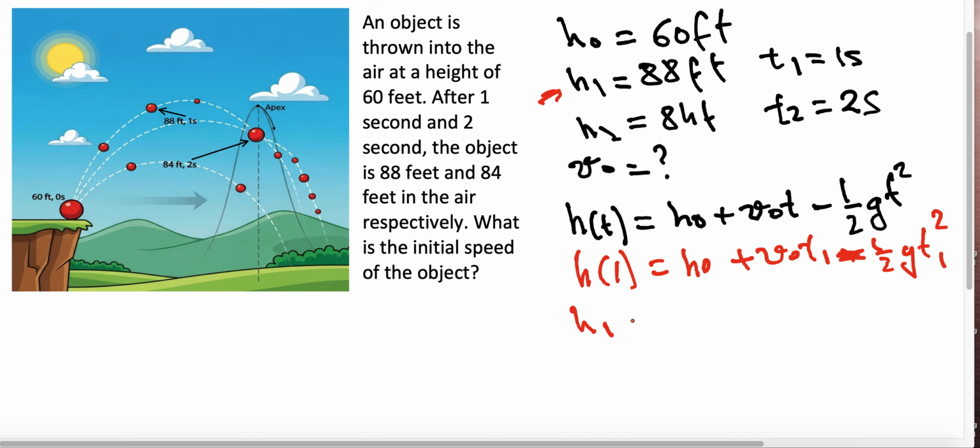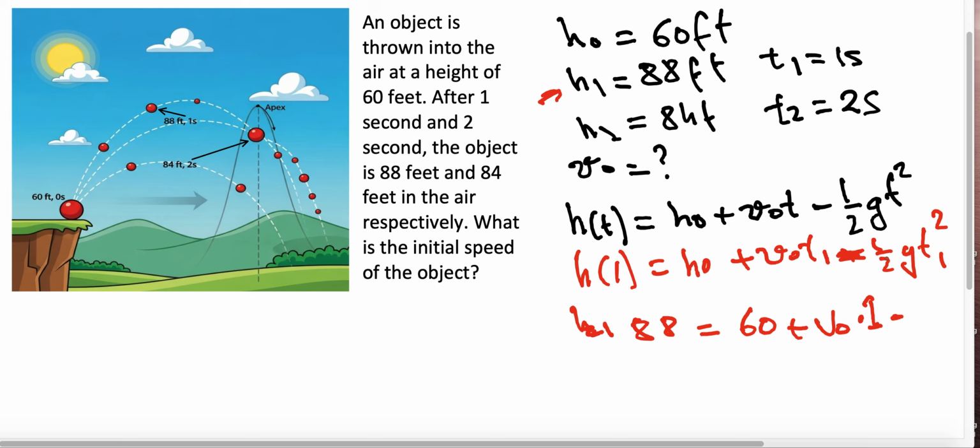h of 1 is already here is 88 feet. We can write the 88 feet is equal with h0. h0 is 60 feet, so let me write here 60. And here is plus v0 time t1, t1 is 1 second, time 1. And here is minus 1.5 g t square. g is the gravity, is 9.81 meter per second square.